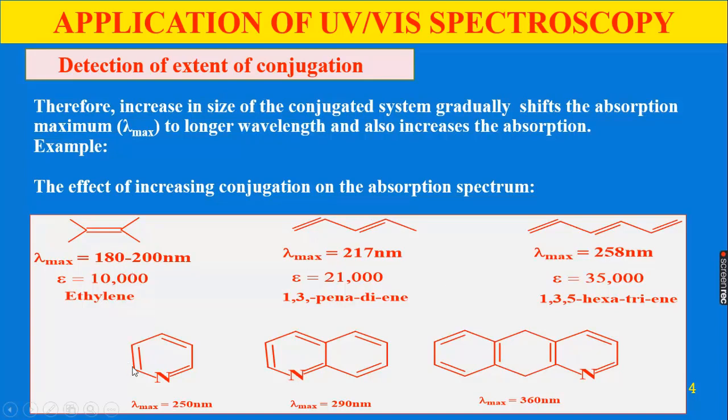In a similar way, this is a heteroatom containing cyclic compound, pyridine. It absorbs at 250 nanometer. When we increase the conjugation by adding another ring, the absorbance increases to 290 nanometer and then 360 nanometer.